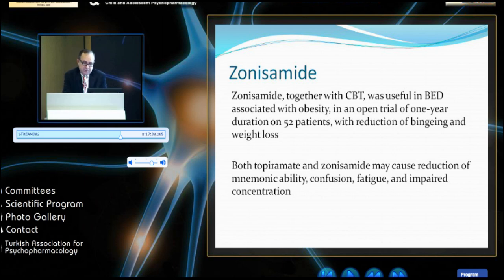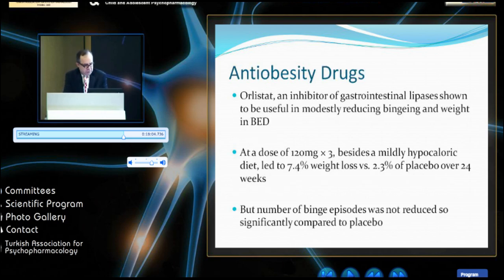Now the side effects with both agents: memory problems, confusion, fatigue, impaired concentration, irritability, metallic taste in the mouth. So it can be a burden to the patient. What I do is I really start low. Sometimes 10 milligram, 12.5 milligram, with 25 being the lowest dose for topiramate, and increase it very gradually to minimize that side effect risk. I see my time is running short, so we are going to get a little bit faster. If you are still with me, if you are not asleep there.